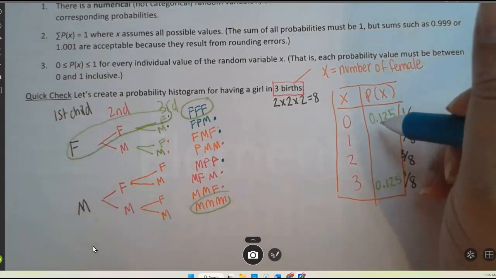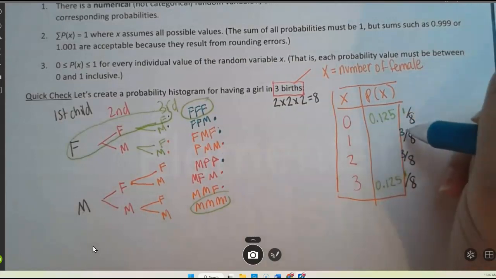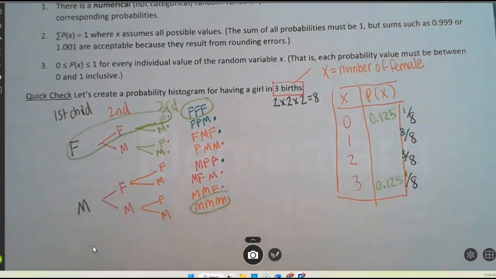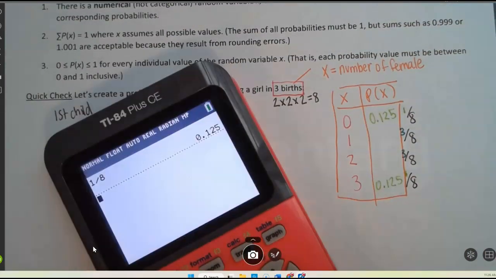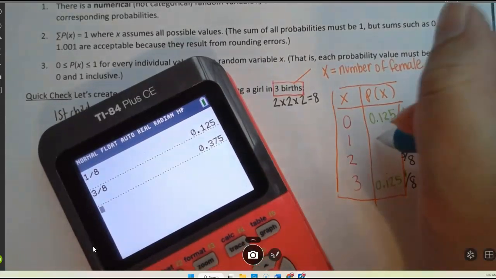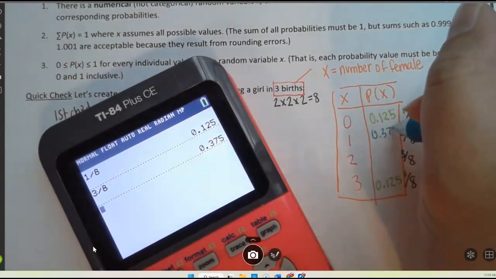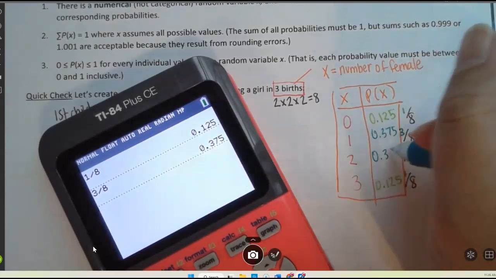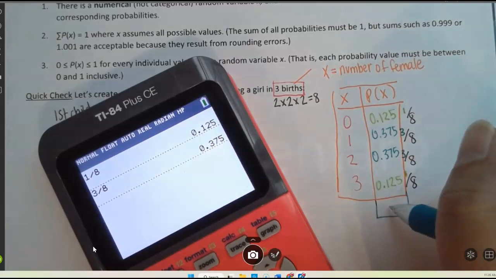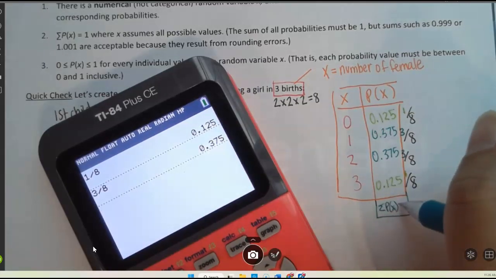And not this week, right? But eventually when you start preparing for a test, I will ask you to do this. Hopefully it will be familiar to you. 3 divided by 8 in your calculator would just be 3 times that, 0.375, and this one's going to end up being the same thing. And so this grand total down here is going to be 1, right? The sum of P of X is going to be 1.